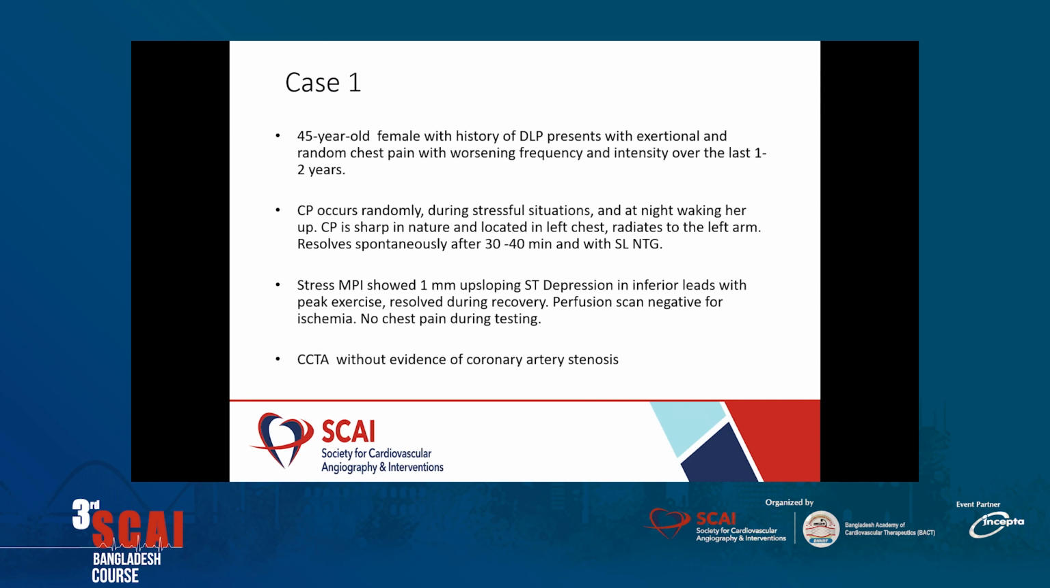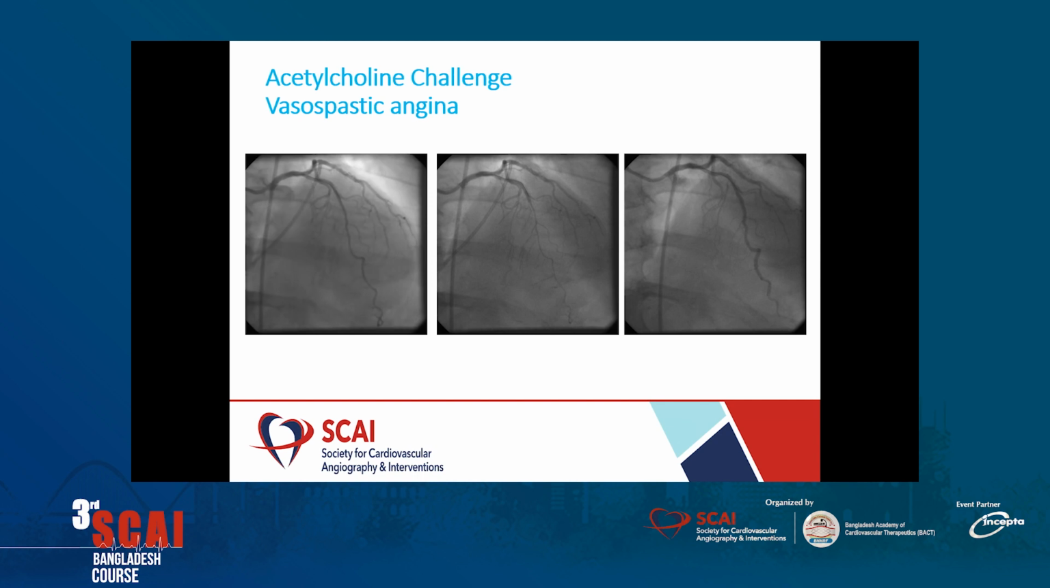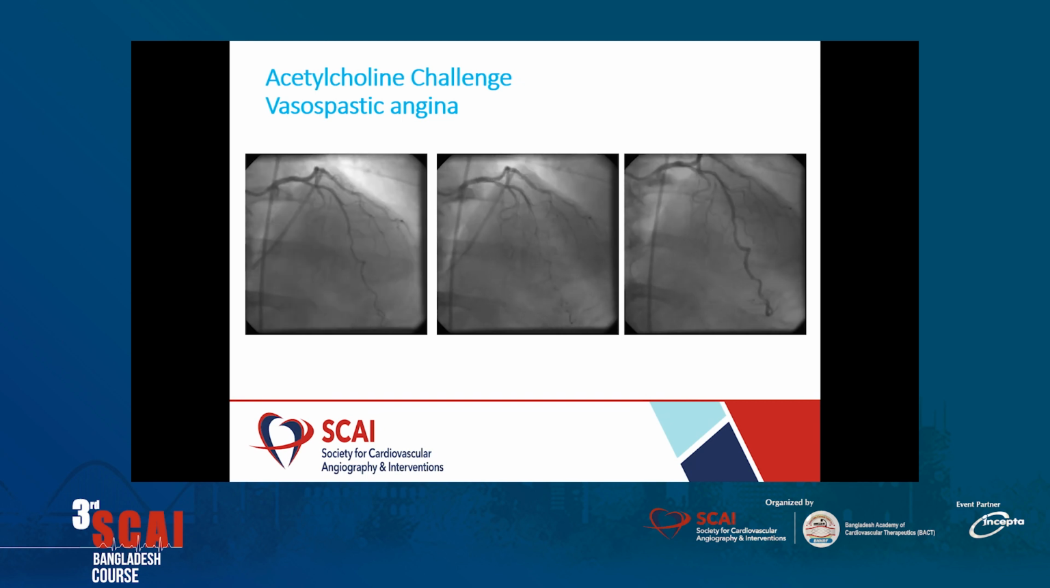A 45-year-old female with a history of dyslipidemia has been having exertional and random chest pain for the last 1 year. The chest pain comes randomly, waking her in the middle of the night. Sometimes it resolves spontaneously after half an hour, sometimes after nitroglycerin. Stress test is normal, CCTA is normal. So we did the angiogram, and we did the adenosine test for microvascular dysfunction, and we gave the acetylcholine challenge test. You can see there is a severe vasospasm, and after the nitroglycerin it is reversed.